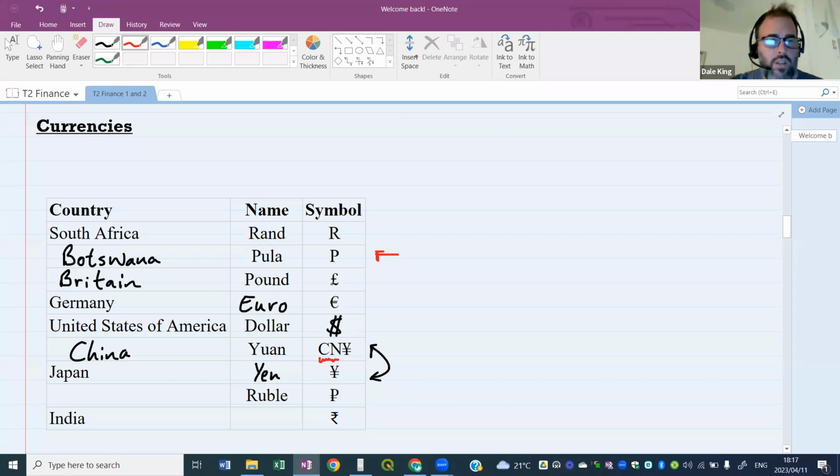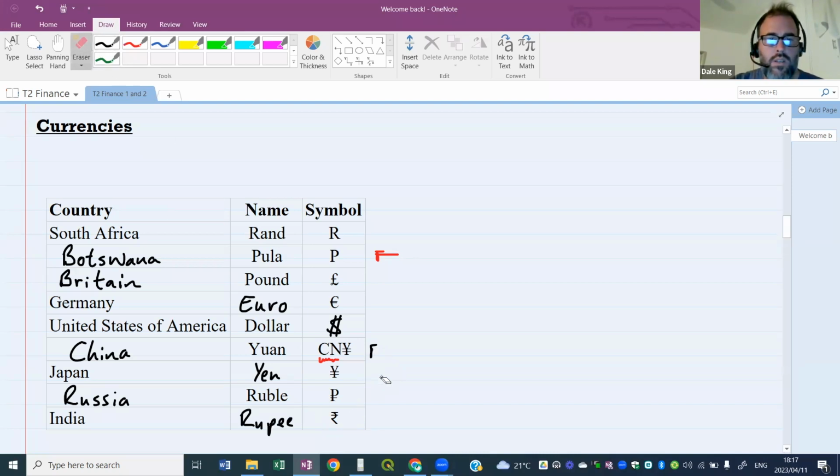Okay, very good. Rubble? No, not rubble. Ruble. Russia. That's it. Good job, Russia. So Russia has the ruble. And the last one, India. We've got this funny R here at the bottom. Rupee. Very good. Well done. Good job, guys. The rupee. Okay. Good job. Well done.